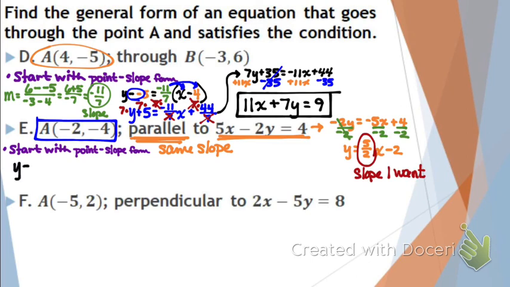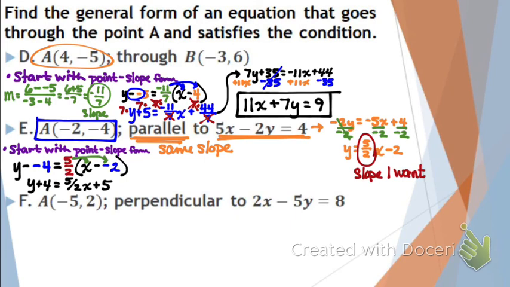So it's going to be y minus what? Y minus negative 4 equals 5 halves is the slope that we want, times x minus what? Negative 2. All right, so let's clean up, and I'm going to distribute. So I'm going to have y plus 4 equals 5 halves x plus 5, right? Okay.